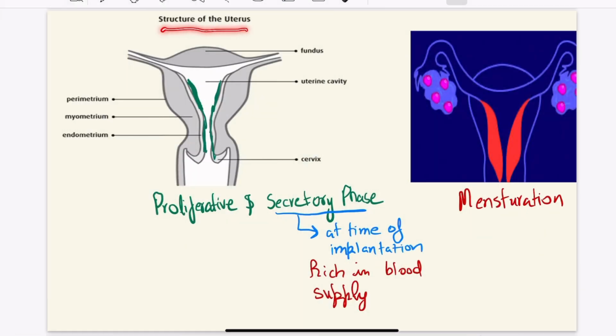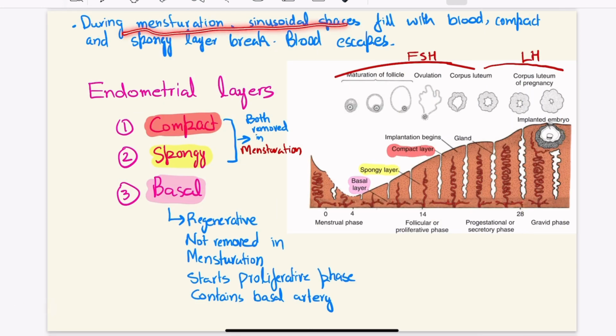Here is the structure of the uterus again, with the proliferative and secretory phases. In the proliferative and secretory phases, there are thick layers of the endometrium. Here are the thick layers of the endometrium, and at the time of implantation, we have the secretory phase, which is the thickest phase, which is rich in blood supply. In menstruation, there is shedding of the endometrial layers. During menstruation, sinusoidal spaces fill with blood, the compact and spongy layers break, and blood escapes.